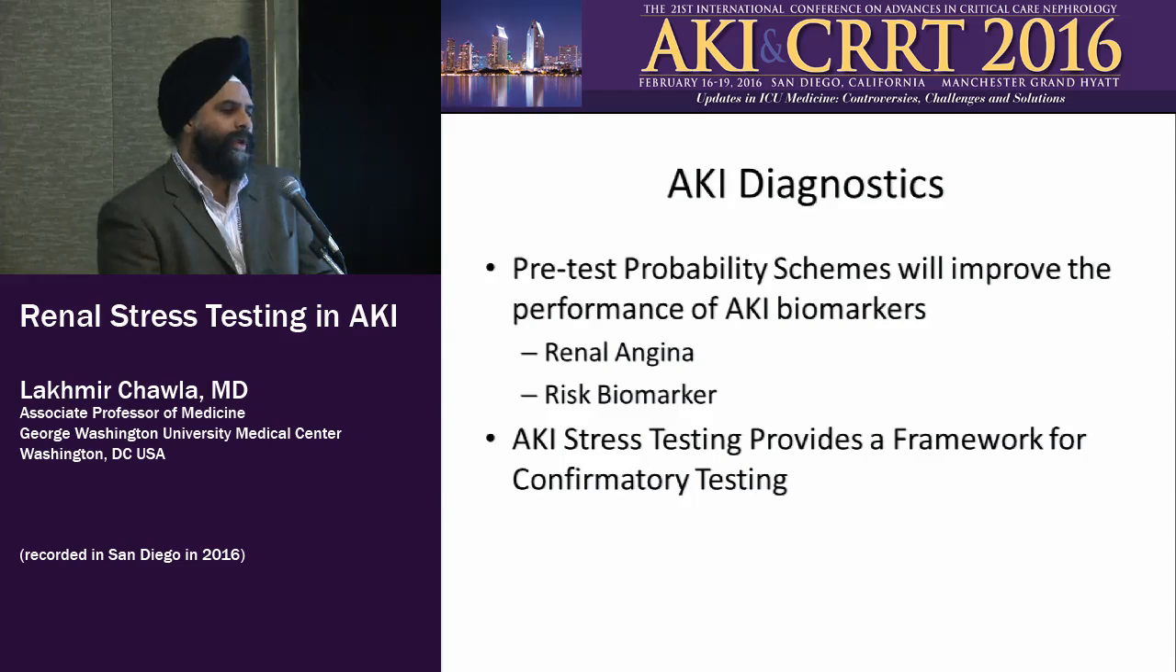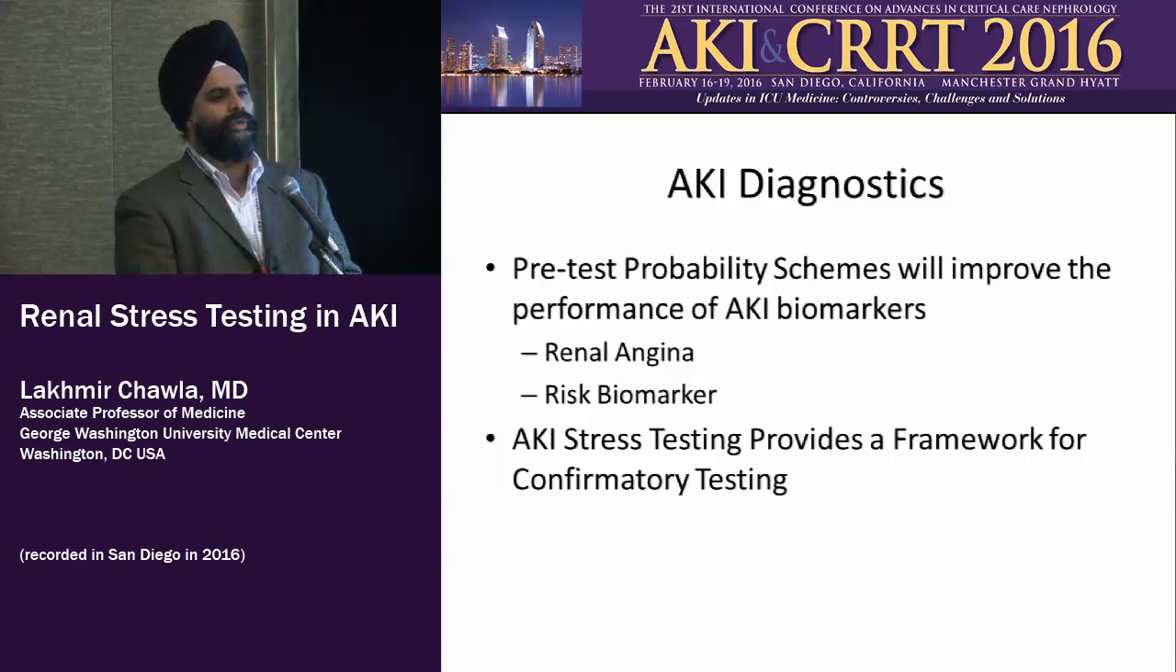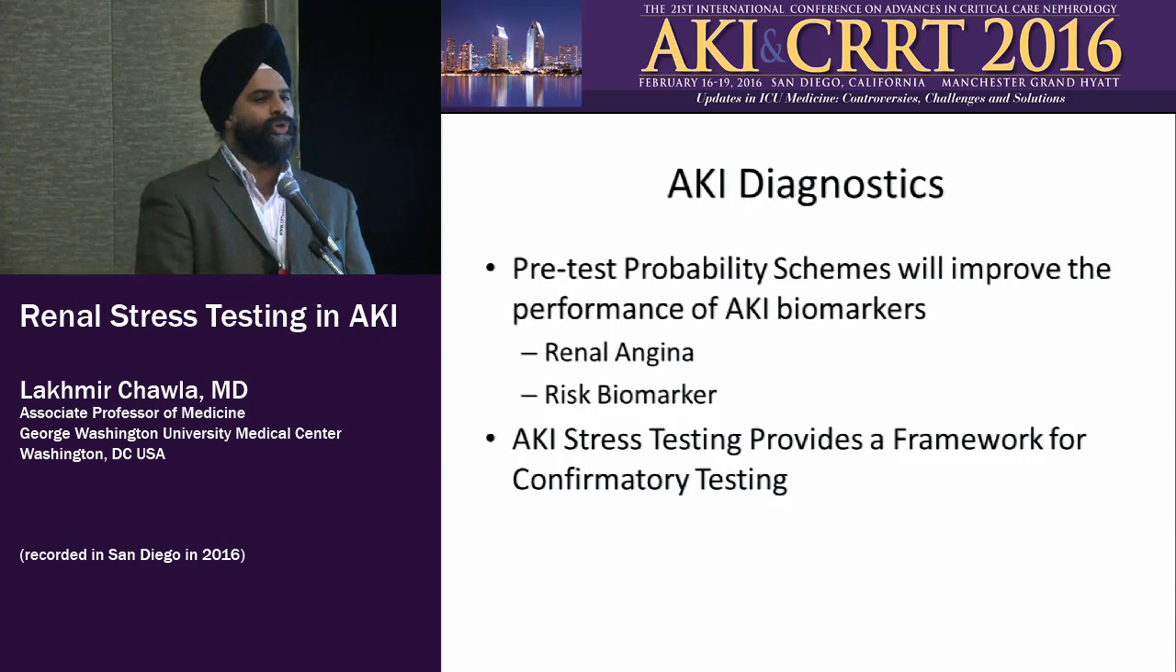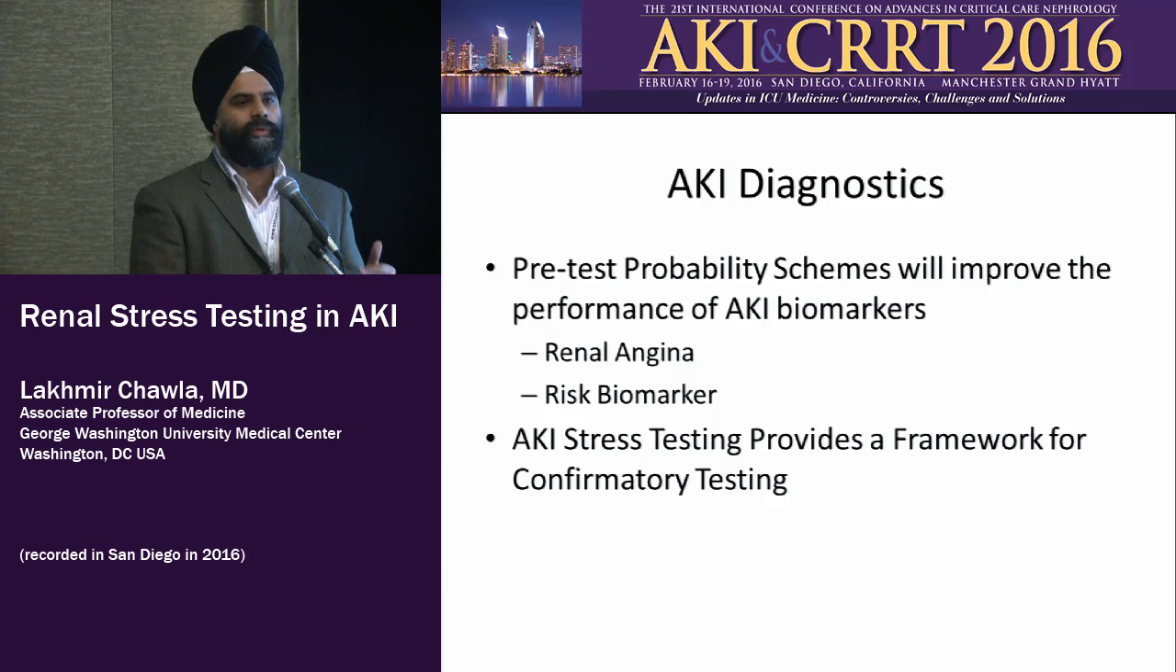And the framework for this is however you codify AKI risk, whether you do it with renal angina, whether you use a risk scoring system, whether you use a point scoring system, I'm pretty agnostic about it, but it does need to be rigorous. There does need to be a process by which you say to yourself, what is the pre-test probability of this person having acute kidney injury?